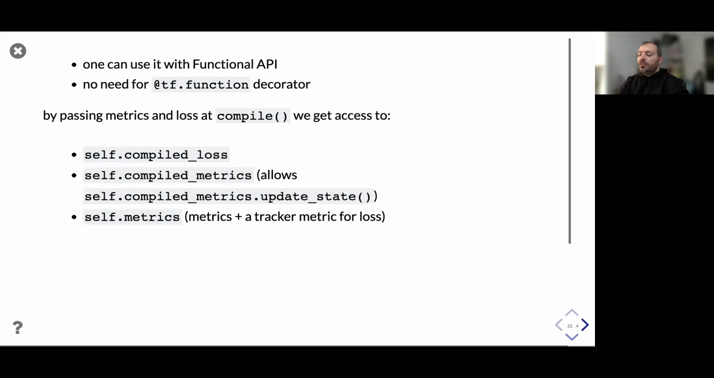You don't have to write the decorator tf.function because it's within a class that inherits from Keras.Model. And by passing the metrics and loss at compile, if you decide to use compile, then you have access to all these things: compiled loss, compiled metrics, etc. And now we will see how you can use compile in order to access all this if you don't want to explicitly define them outside.